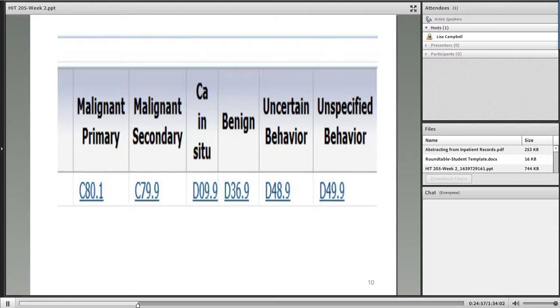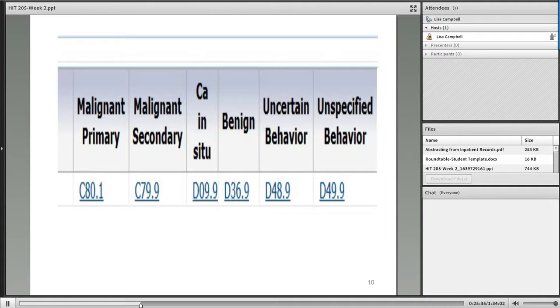your malignant codes, whether they're primary or secondary, start with the letter C. And then your carcinoma in situ, your benigns, your uncertain behavior, your unspecified behavior, they start with the letter D. The letter D shares codes with the disorders of the blood and blood forming organs, but those begin at D50, the blood codes, whereas the in situ, benign, uncertain behavior, unspecified behavior codes go all the way up to D49.9.